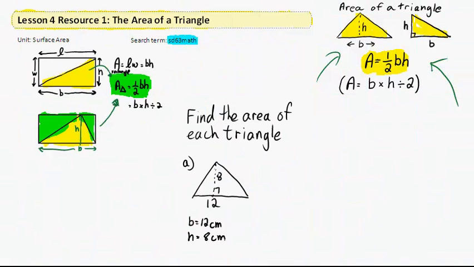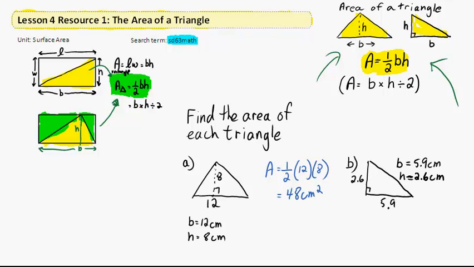Let's try using them. In a triangle in which the base is 12 centimeters and the height is 8 centimeters, what is the area? Well, the answer simply is that the area is equal to 1/2 times 12 times 8, which is the same as 12 times 4, which is equal to 48 centimeters squared.